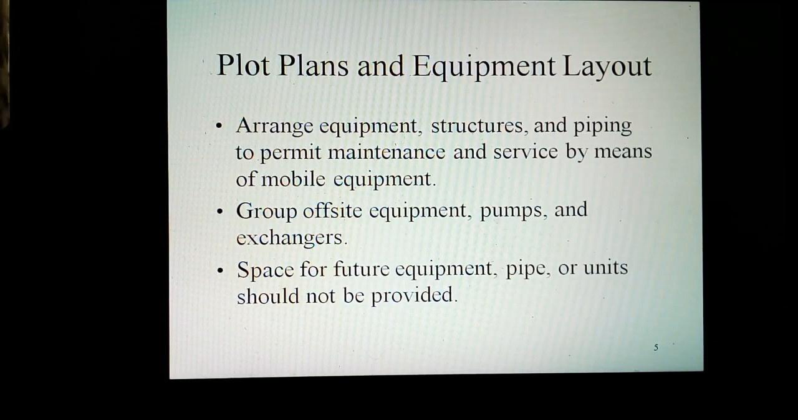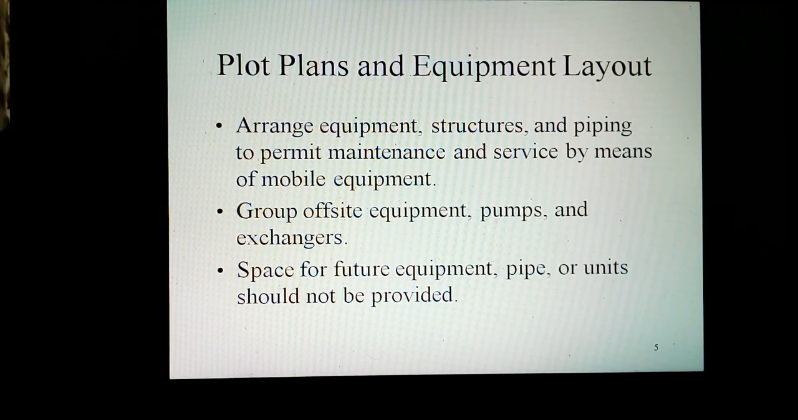Plot plans and equipment layout. Arrange equipment, structures, and piping to permit maintenance and service by means of mobile equipment. Provide permanent facilities where maintenance by mobile equipment is not practical. Group off-site equipment, pumps, and exchangers to permit economical pipe routing. Locate this equipment outside of dike wall storage areas.